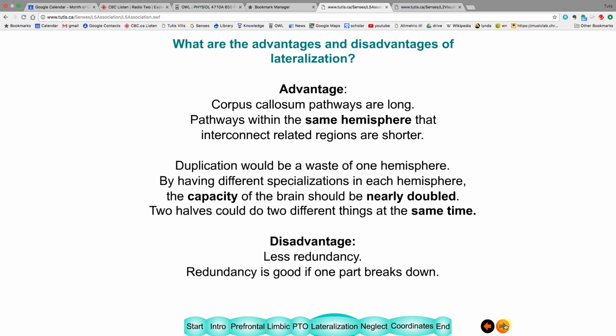It's amazing to think of living in a head with two different minds. So what are the advantages and disadvantages of this specialization of each cortex? One advantage is the pathways that go through the corpus callosum are long. So if you're going to do some function, make that function within that same hemisphere, so the connections can be shorter.